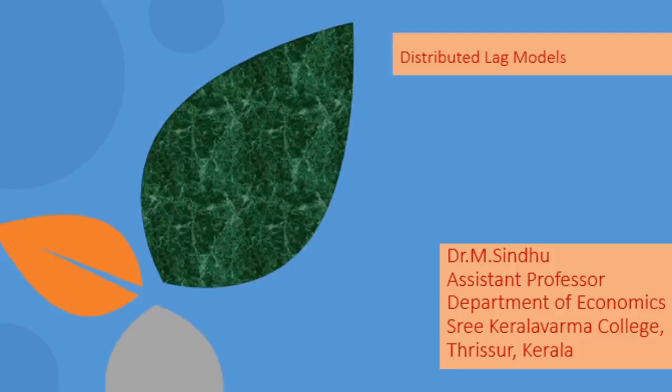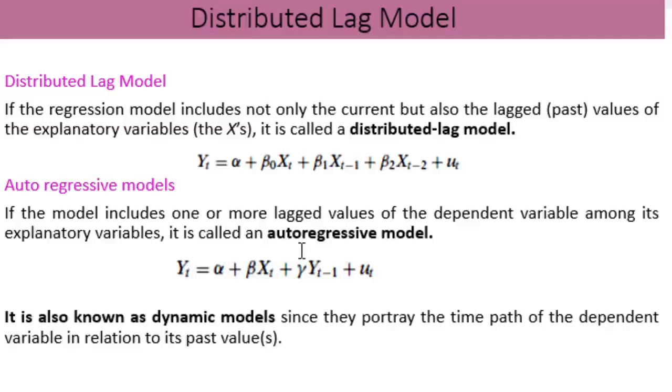These types of influence of the lag on the regression model and its estimation methods are explained in this chapter. First, we will see what a distributed lag model is. If the regression model includes not only the current but also the lagged values of the explanatory variable, the x, it is called the distributed lag model.